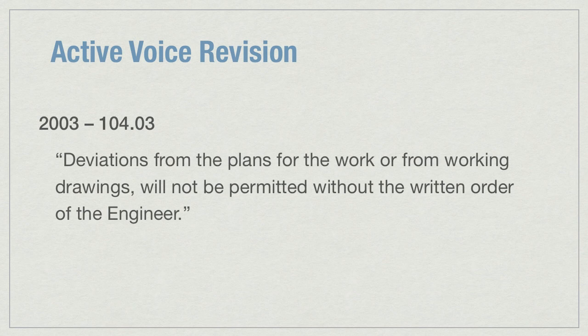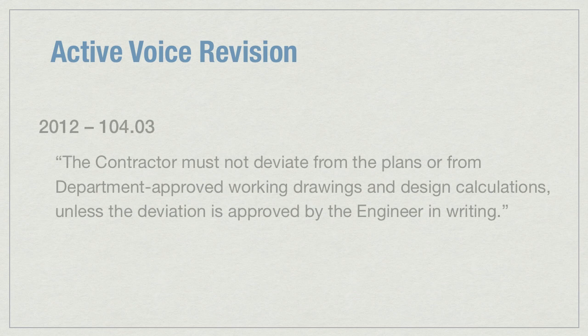To give an example of the active voice revision, I'll use an example from 104.03. The 2003 specification reads, "Deviations from the plans for the work or from working drawings will not be permitted without the written order of the engineer." In the 2012 book, this same specification reads, "The contractor must not deviate from the plans or from department-approved working drawings and design calculations unless the deviation is approved by the engineer in writing." This makes it very clear that the contractor must not deviate and the engineer must approve.